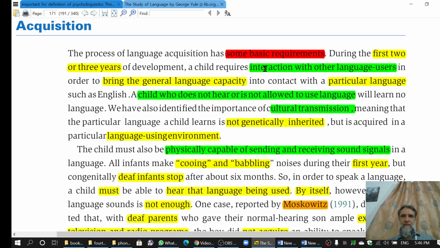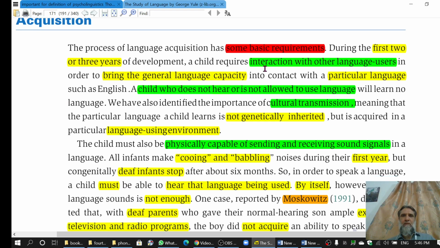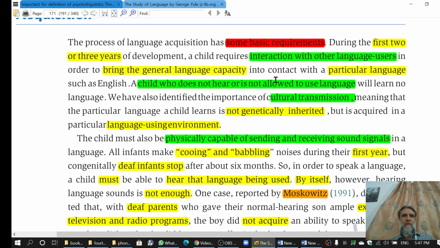This interaction, this conversation with other language users, is the first basic requirement for acquiring language. As we discussed, children have the general language capacity. A child can learn any language. Therefore, we say that he has general language capacity. But this general language capacity becomes active for learning a particular language.